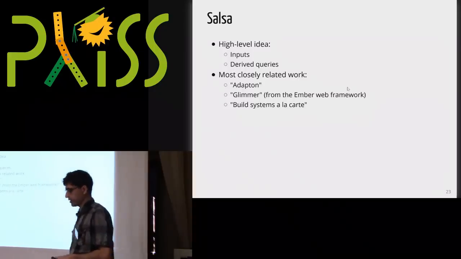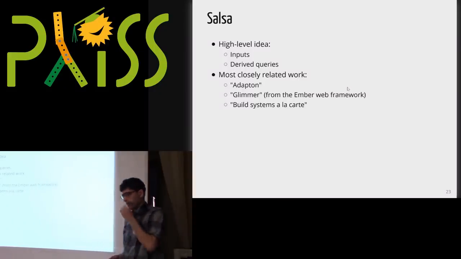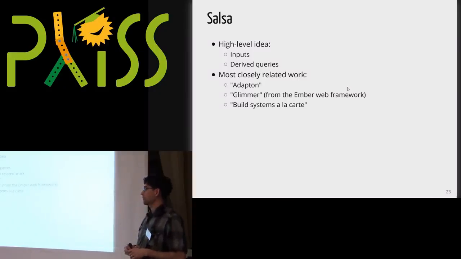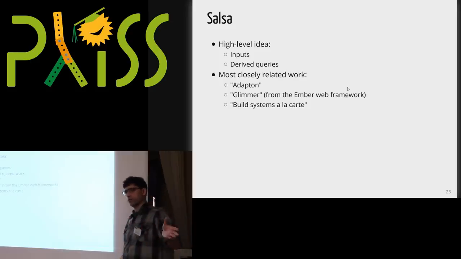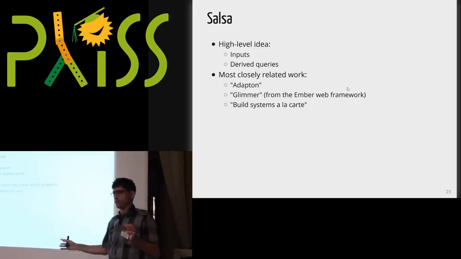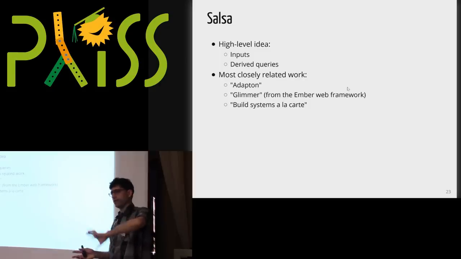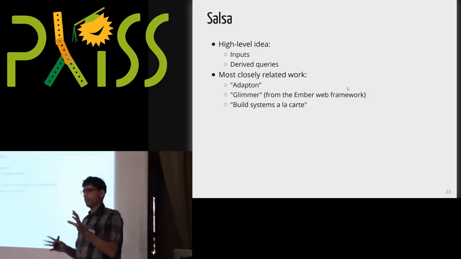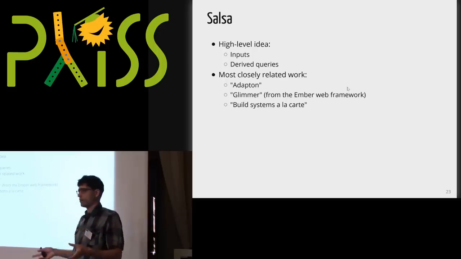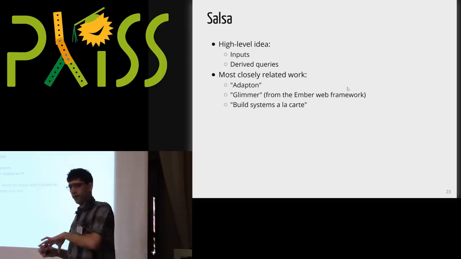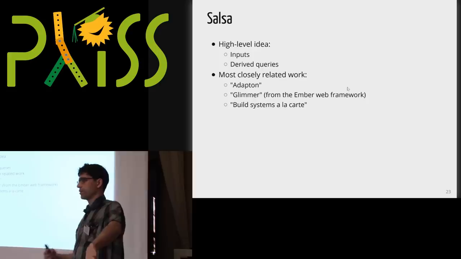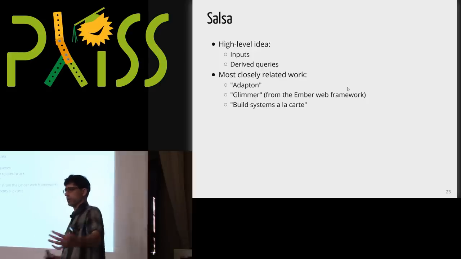And the high level idea of this framework is that you separate out the inputs to your compilation, and then a bunch of derived stuff. The derived queries are basically pure functions that get to demand other results. We call them queries, but they get to demand other things that they need, some of which might be inputs. And when we execute one of these functions, we can track what bits of data it used, and ultimately which inputs it used.